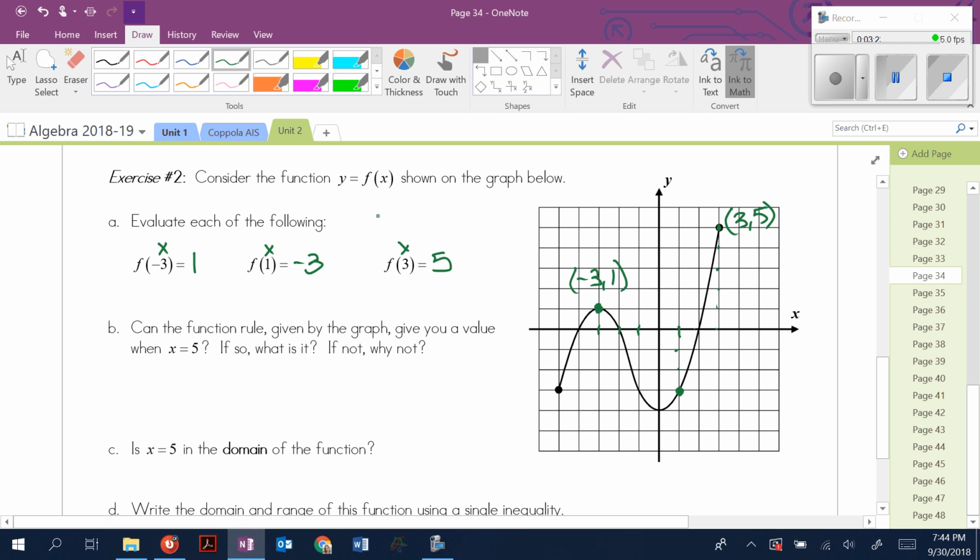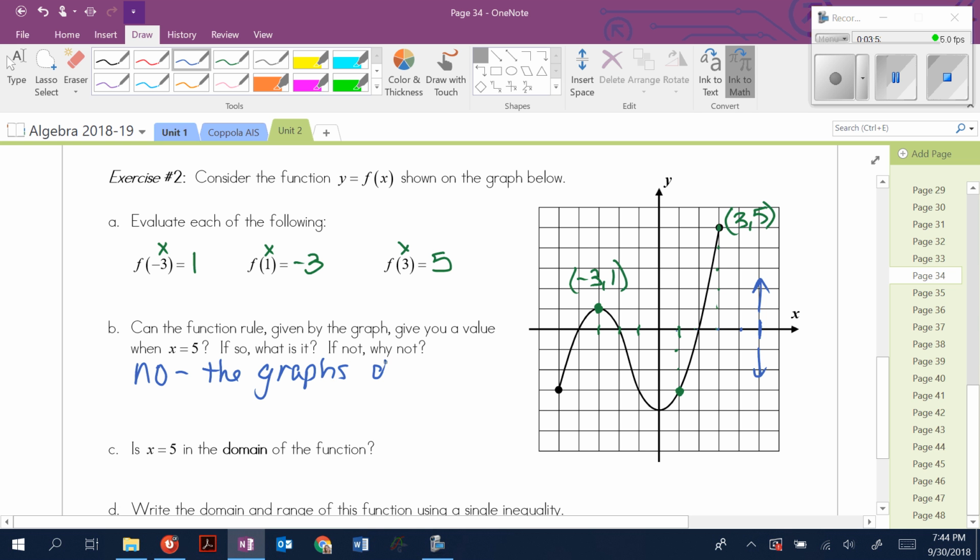Okay, so B, can the function rule given by the graph give you a value when x is equal to 5? Let's check it out. 1, 2, 3, 4, 5. I look up, I look down. Is there any graph to be found? No. So can you get a value? No. Why not? The graph's domain.